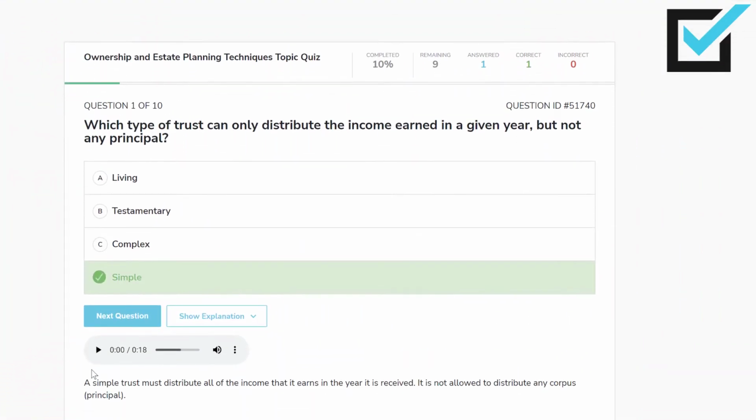It is not allowed to distribute any of the corpus. Corpus is the body of the trust or the assets in the trust. You can click show explanation and you can read the answer. You can also listen. So all of our questions have audio explanations.